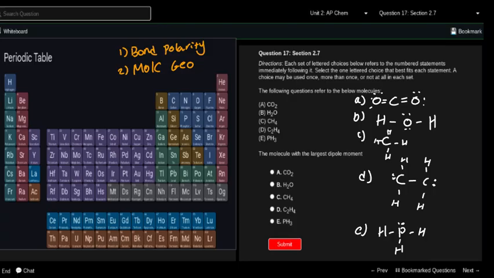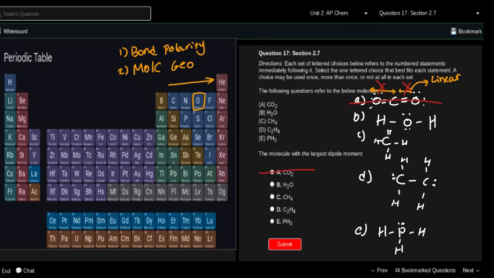So A, CO2. I know CO2 is linear, so that means it's symmetrical. Oxygen is more electronegative, right? Because it's more to the right, which means it has more protons. So the dipole moment will be going towards the oxygen. But since it's linear, it practically cancels out. So that basically means there is no net dipole moment, so it can't be A.